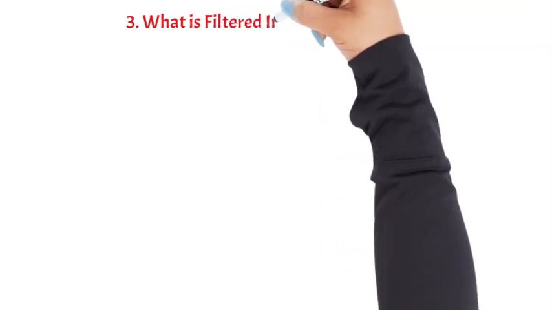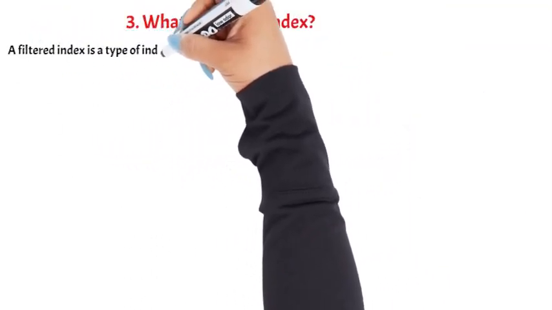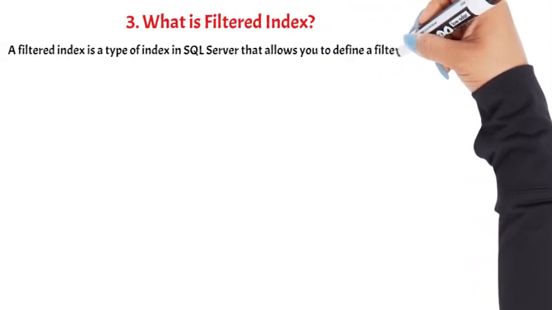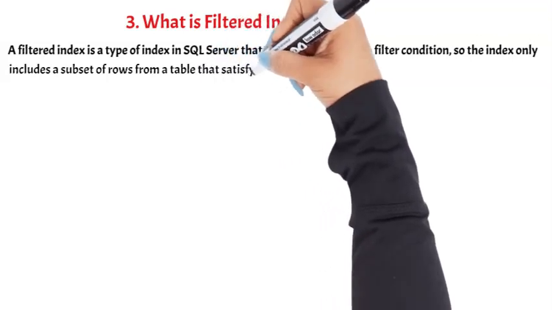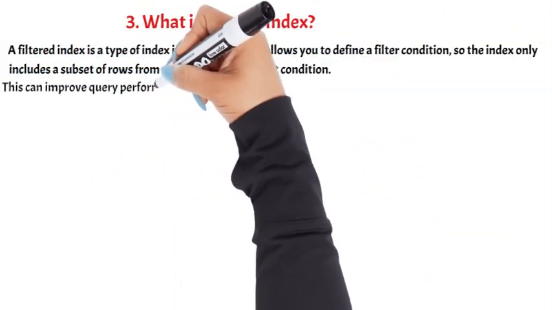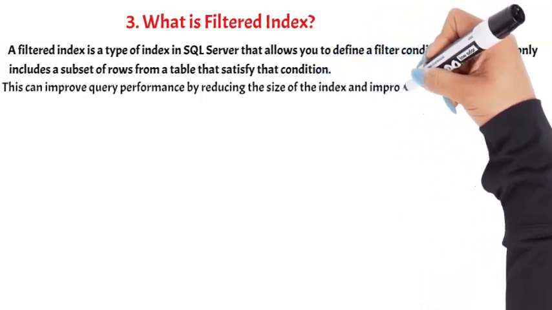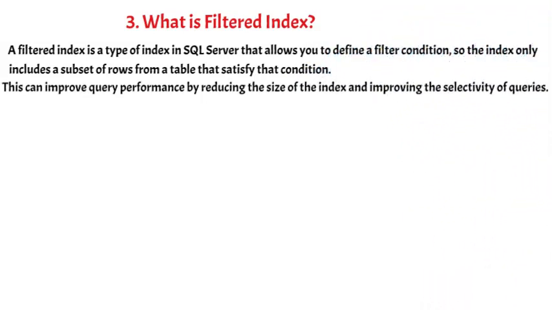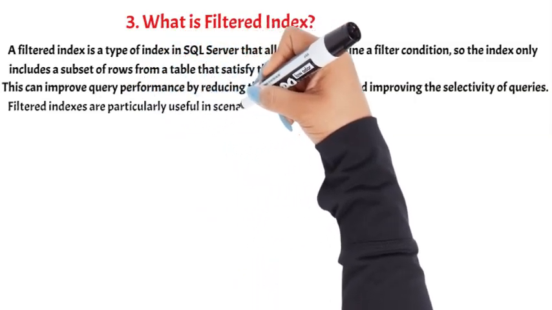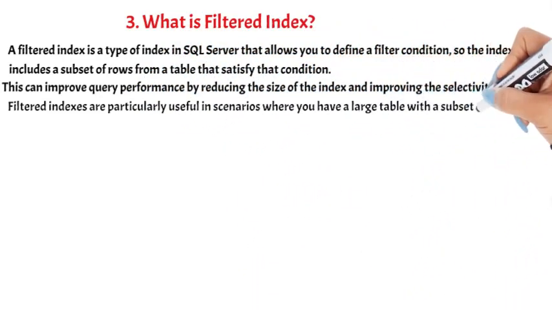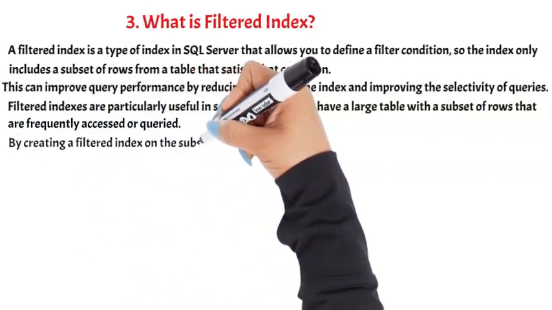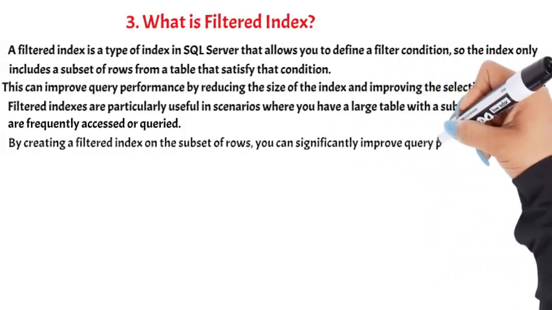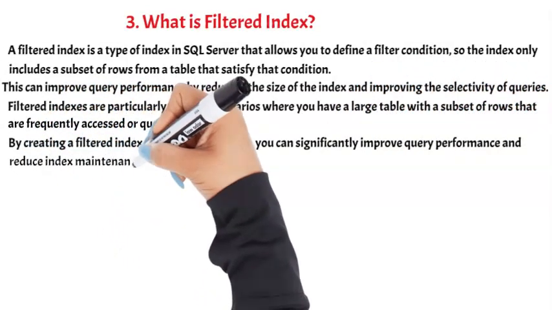Basic syntax. 3. What is filtered index? A filtered index is a type of index in SQL Server that allows you to define a filter condition, so the index only includes a subset of rows from a table that satisfy that condition. This can improve query performance by reducing the size of the index and improving the selectivity of queries. Filtered indexes are particularly useful in scenarios where you have a large table with a subset of rows that are frequently accessed or queried. By creating a filtered index on the subset of rows, you can significantly improve query performance and reduce index maintenance overhead.